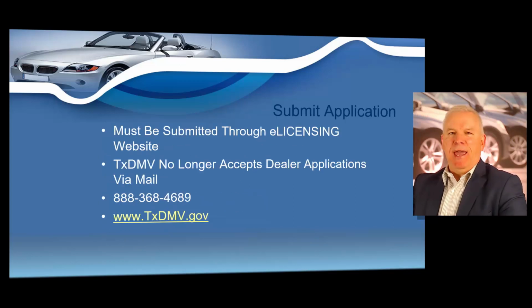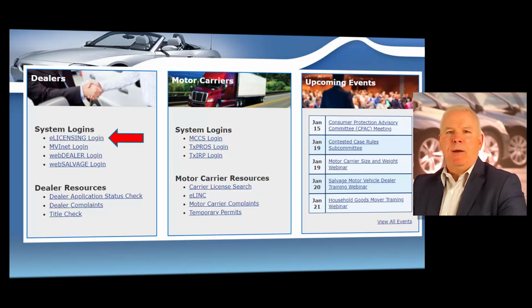Submitting your dealer application at e-licensing. You must submit your dealer application through the Texas Department of Motor Vehicles e-licensing website. Your application must be submitted online. The Texas Department of Motor Vehicles no longer accepts dealer license applications by mail. You may submit your dealer license application at the Texas Department of Motor Vehicles website, which you'll see right here, and you're going to be able to pay your license fees with a credit card or e-check.